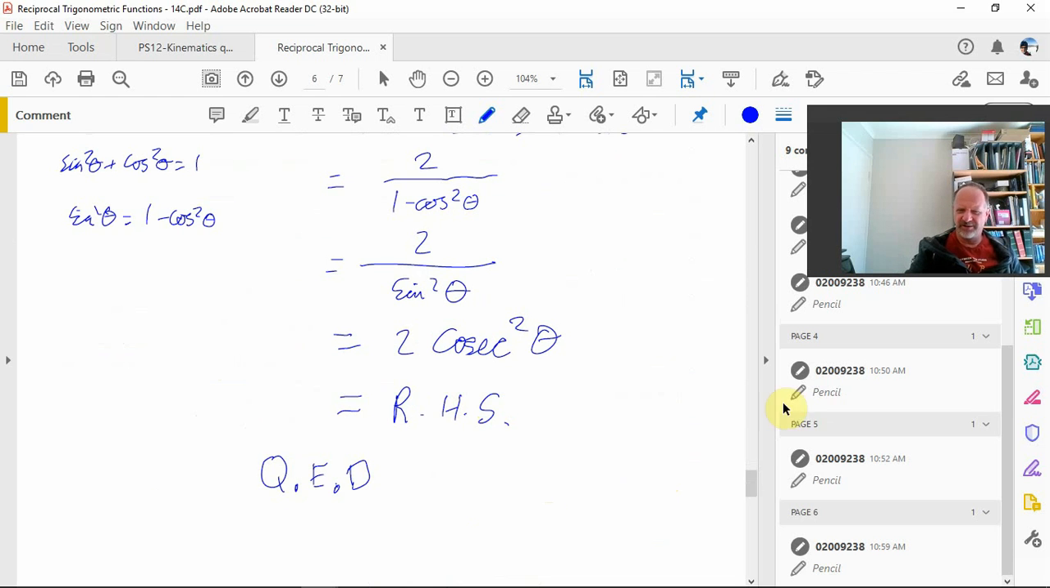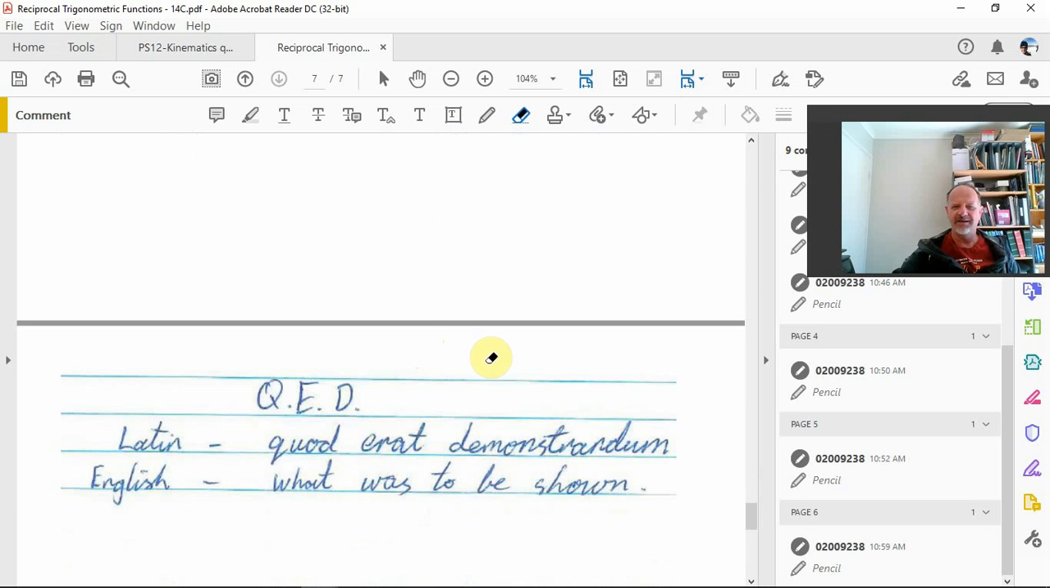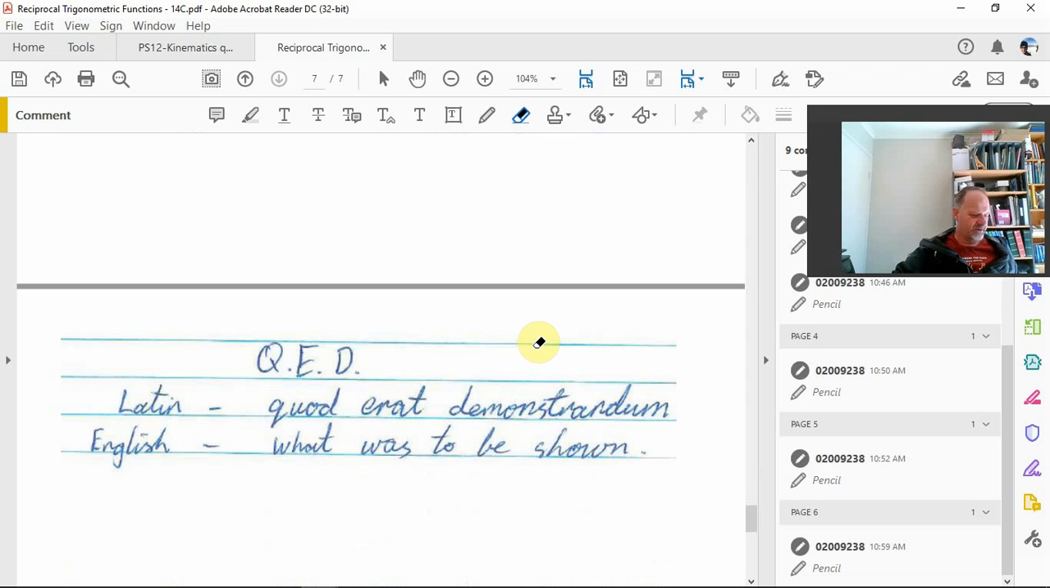Sometimes, one that I was told years and years ago when I was at school, but I haven't really ever seen it, was you put a line and do that. So I don't know whether that's a real one or whether my teacher just made that one up. All right, so let's get rid of that. So QED, Latin, quod erat demonstratum, and in English, what was to be shown. That's the technical side of mathematical proof, how we set it all out.